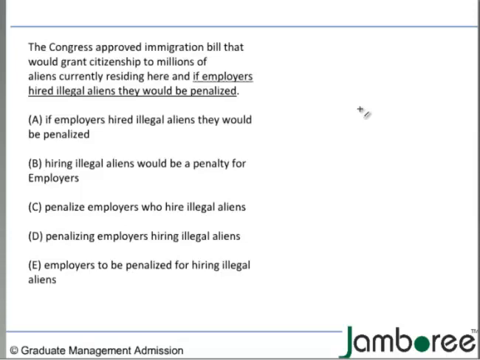Are you guys able to keep up? Am I too fast? Are you guys able to keep up with the explanations and the tricks and the strategies? Everybody able to keep up? Okay.